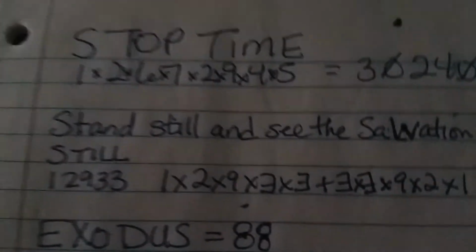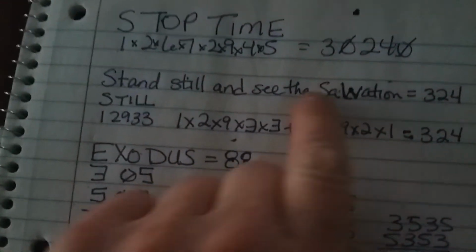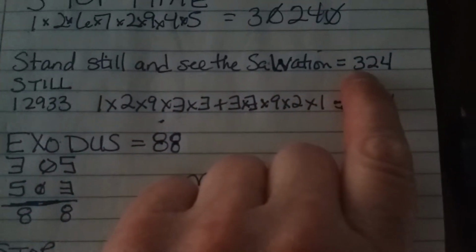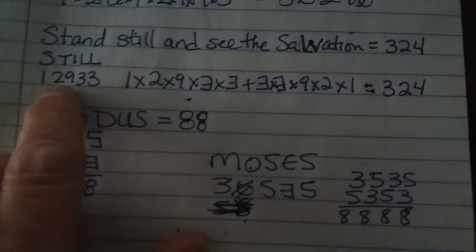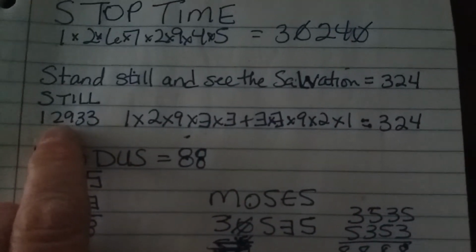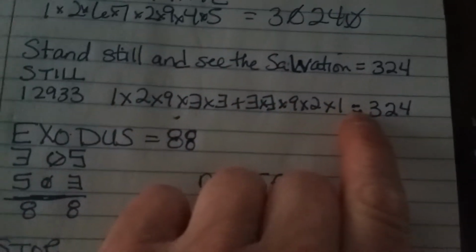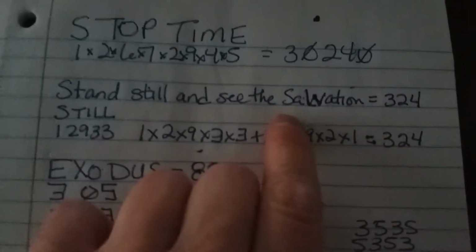Okay, I'm going to go back to how that stop time comes to 324 if you drop the zeros. If you put the phrase, stand still and see the salvation, it's going to equal 324. If you take the word still, shrink each letter down to the smallest value like we did above, then multiply the numbers, then add it to its reverse, multiplying the numbers, it's going to equal 324. So it has something to do with time stopping.